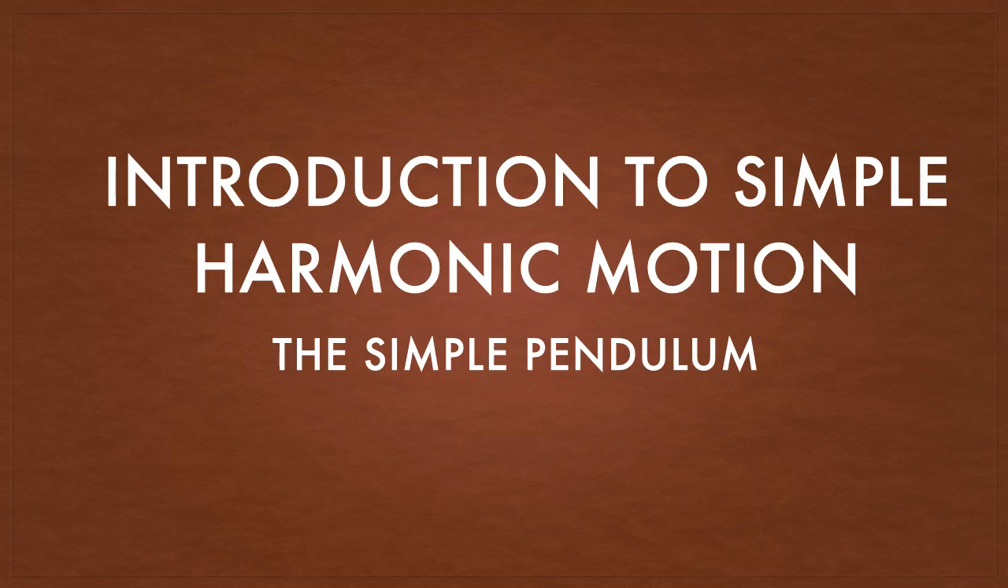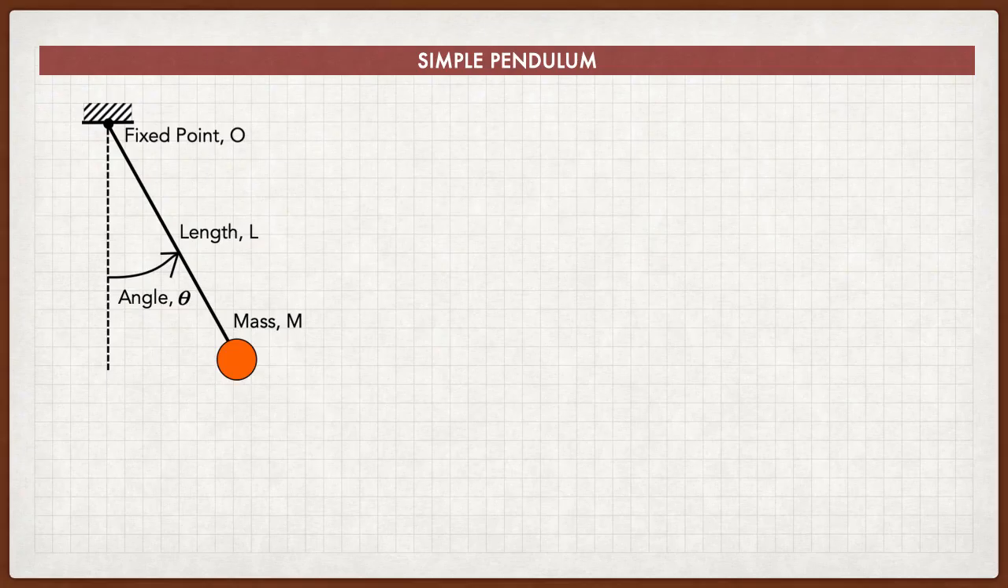Hi, let's talk about the motion of a pendulum. A simple pendulum. What makes it simple? For one thing, the string is so light that we can say it's massless. And we are assuming the string has a constant length L. In other words, it doesn't stretch.